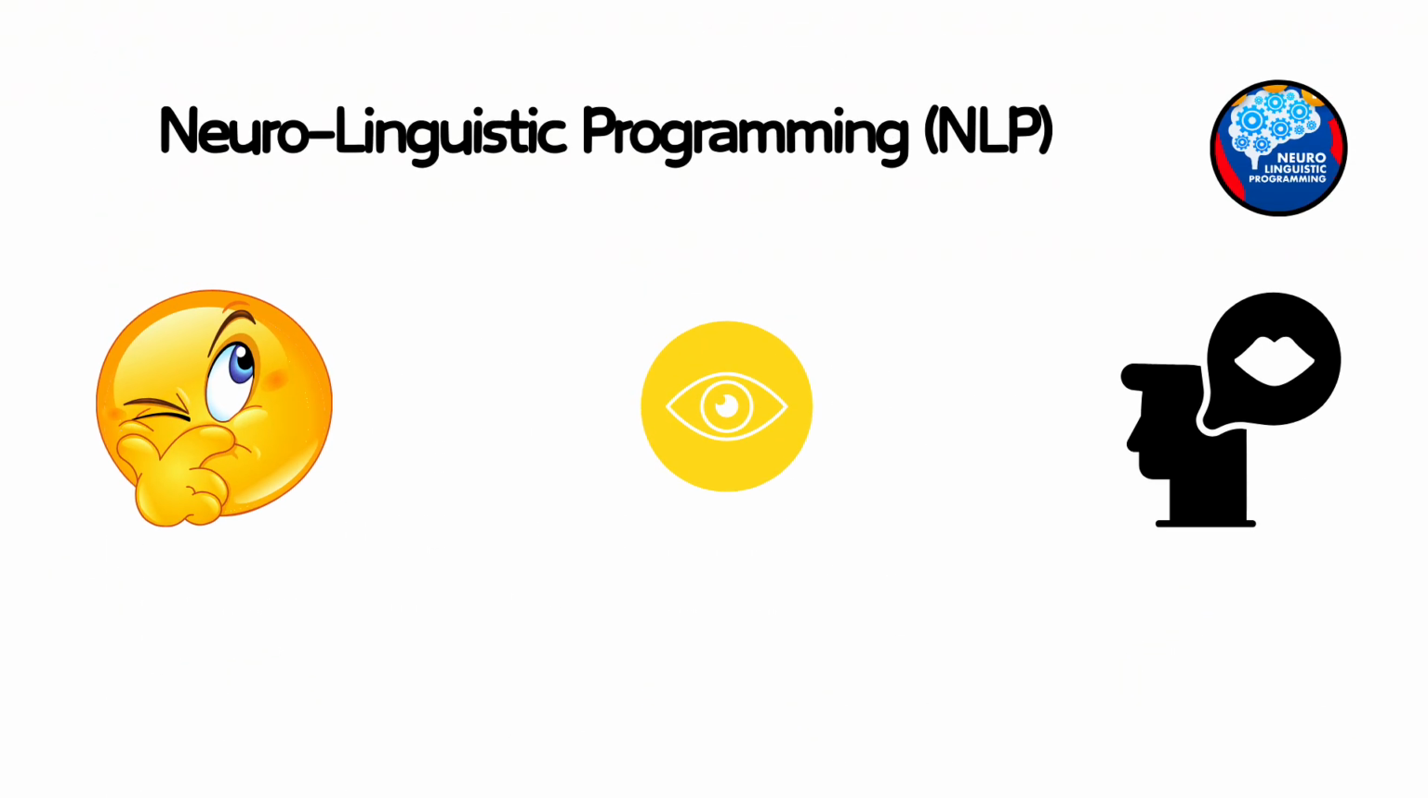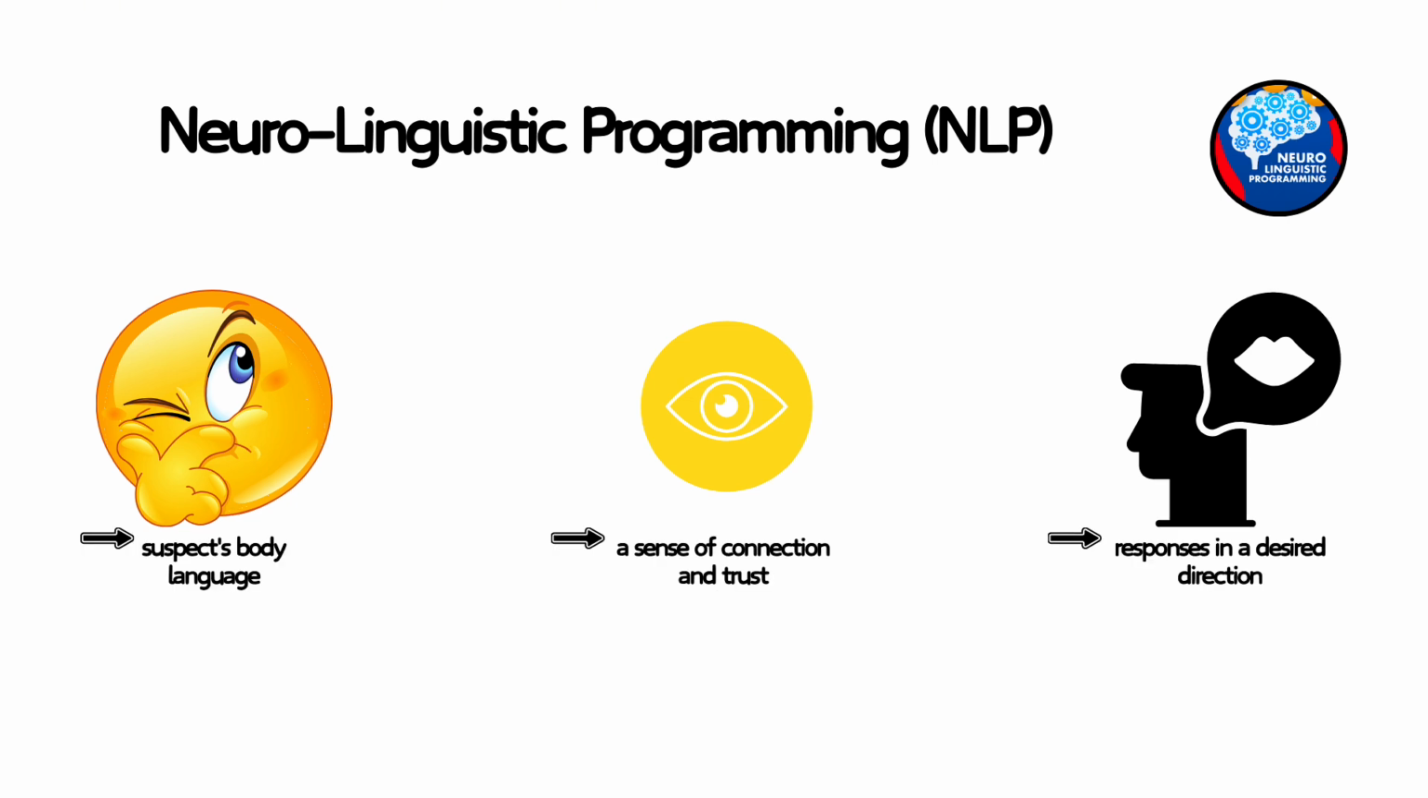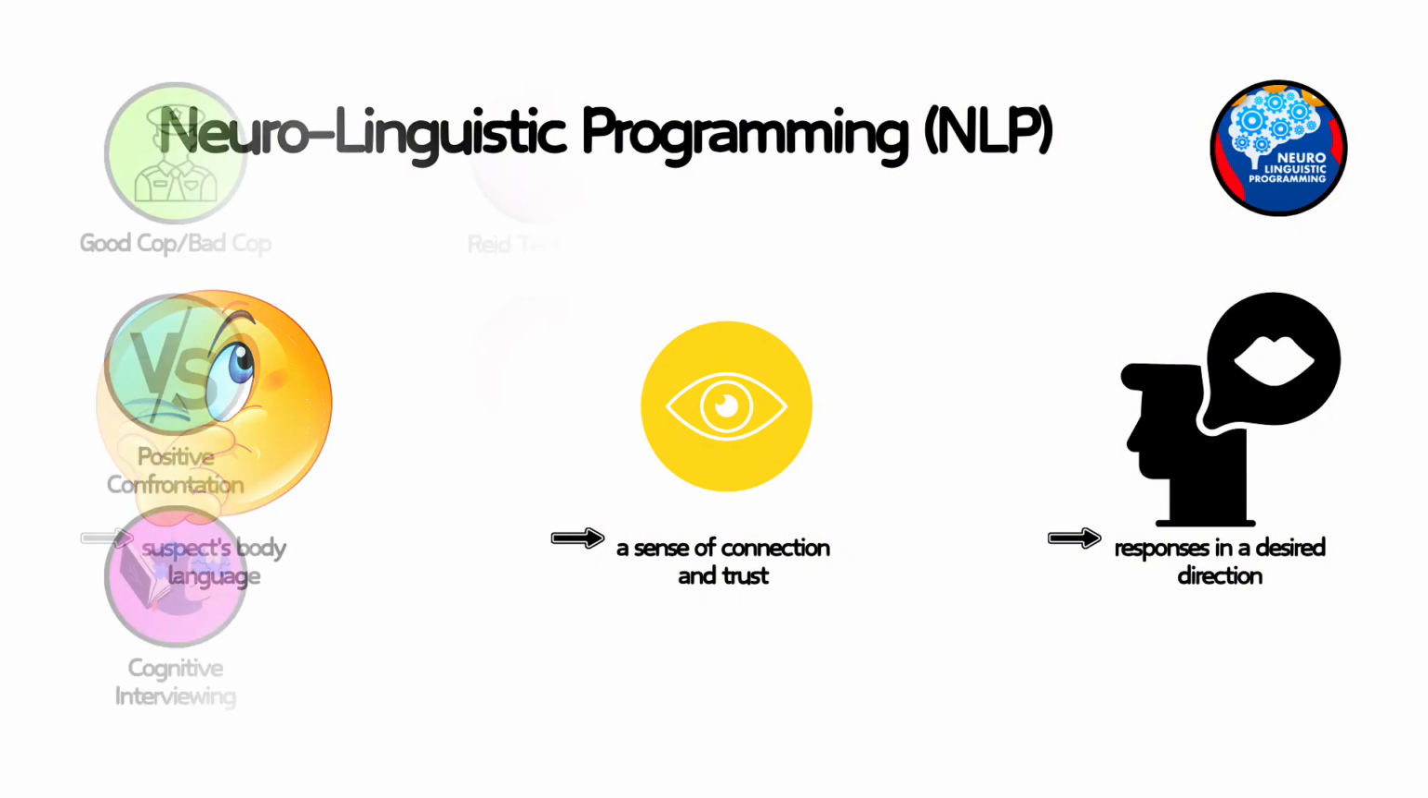NLP relies on the idea that language and communication can be strategically used to influence behavior and perceptions. While some view it as a powerful tool for effective communication, others criticize it for lacking scientific validation. In interrogation, it can be used to create a more conducive environment for information gathering, but it must be applied ethically and carefully.